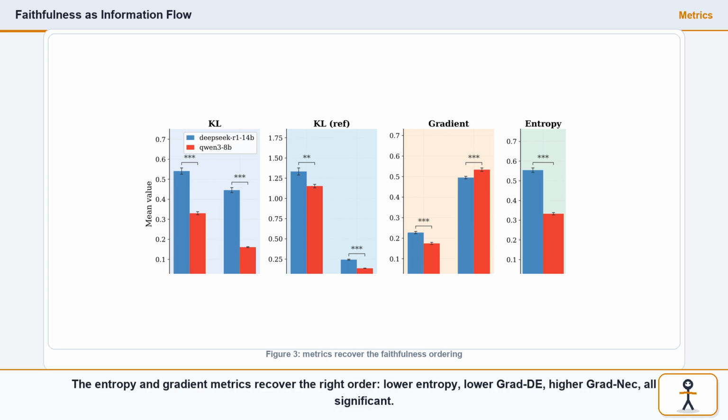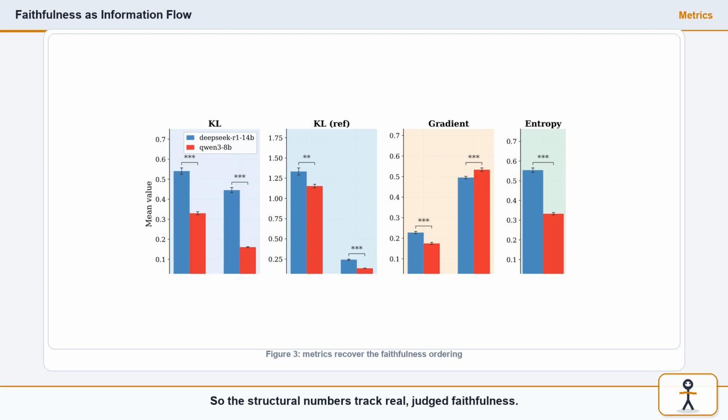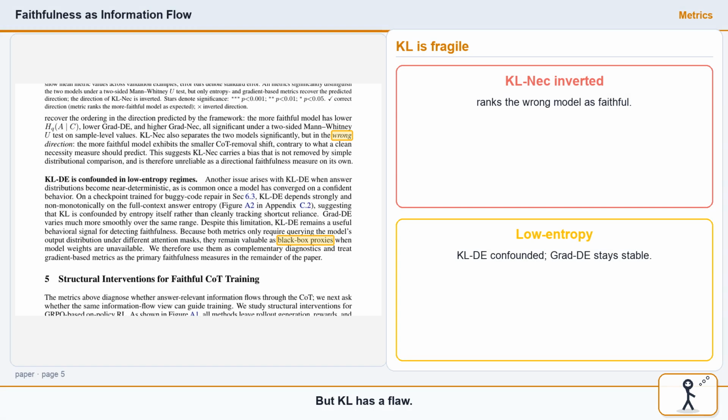The entropy and gradient metrics recover the right order. Lower entropy, lower Grad-DE, higher Grad-Nec, all significant. So the structural numbers track real, judged faithfulness. But KL has a flaw.